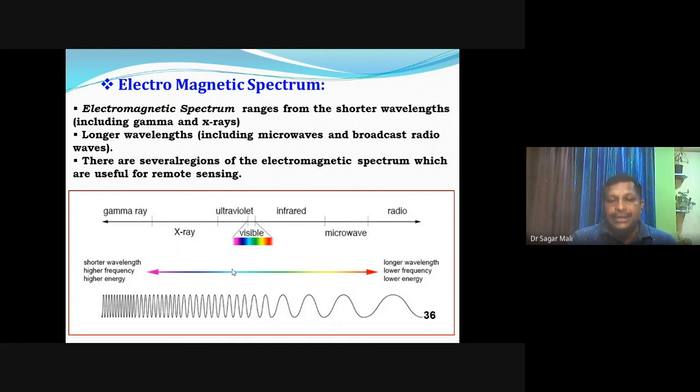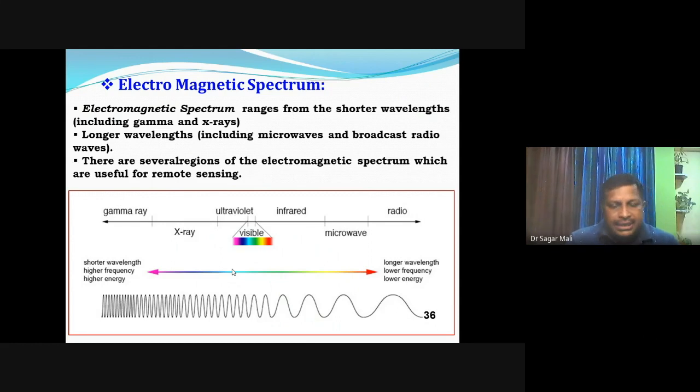Based on the frequency and the wavelength, this entire radiation is divided into certain portions, which is called the electromagnetic spectrum. It is a portion of the electromagnetic radiation, running from the shorter wavelength to the larger wavelength. If you see, the shorter wavelength starts from the left-hand side, where the cosmic rays are first, which are very narrow in shape and the frequency is very high.